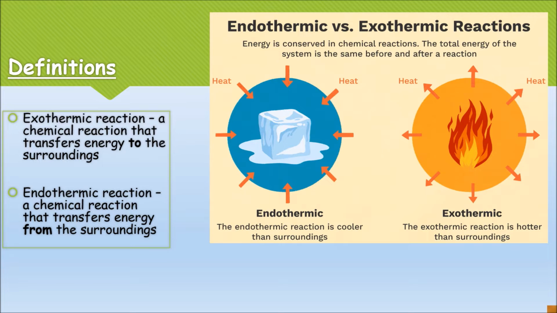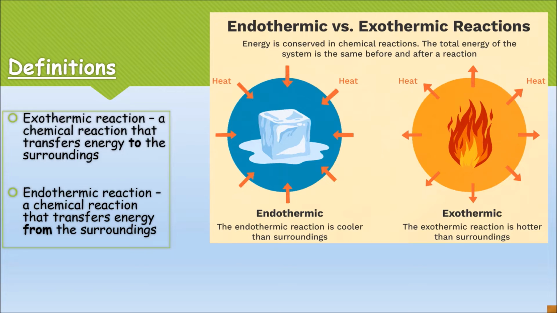Exothermic, on the other hand, the reaction is hotter, and this is because it's giving out energy to its surroundings. Therefore, if you're mixing chemicals in a test tube, the test tube is going to feel warm, it's going to feel hot. Sometimes people get these two terms confused. If you learn the definitions, it will be easy.